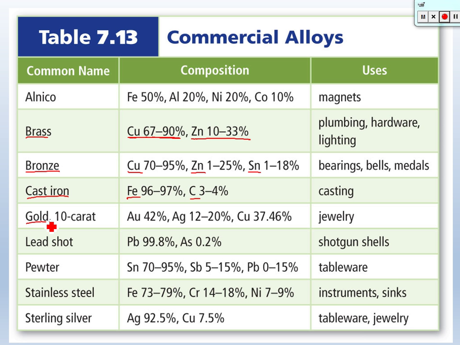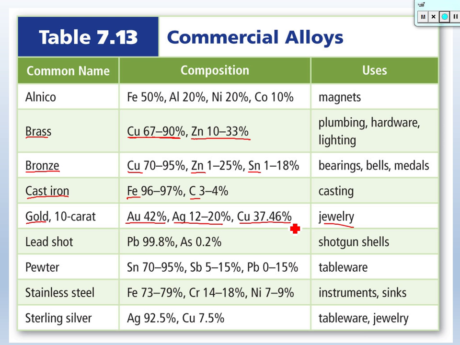Gold jewelry is not 100% pure gold. If it was pure gold, it would be so soft you would easily be able to bend the gold ring or necklace. To make it a little bit stronger, they mix gold, so most of it is gold, but they mix it with silver and copper.